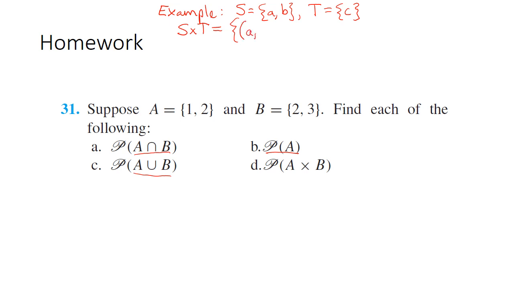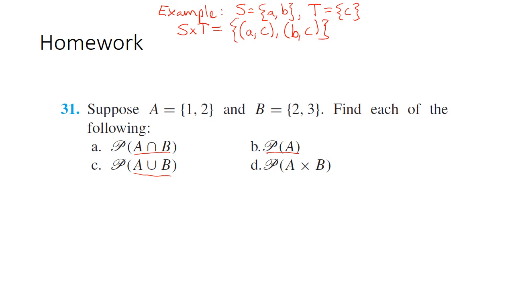I can only have either (A, C) or, oops, I have to use my eraser for the first time. Okay, or I can have (B, C). So it's the only two ordered pairs. Okay, so here's my set S cross T.